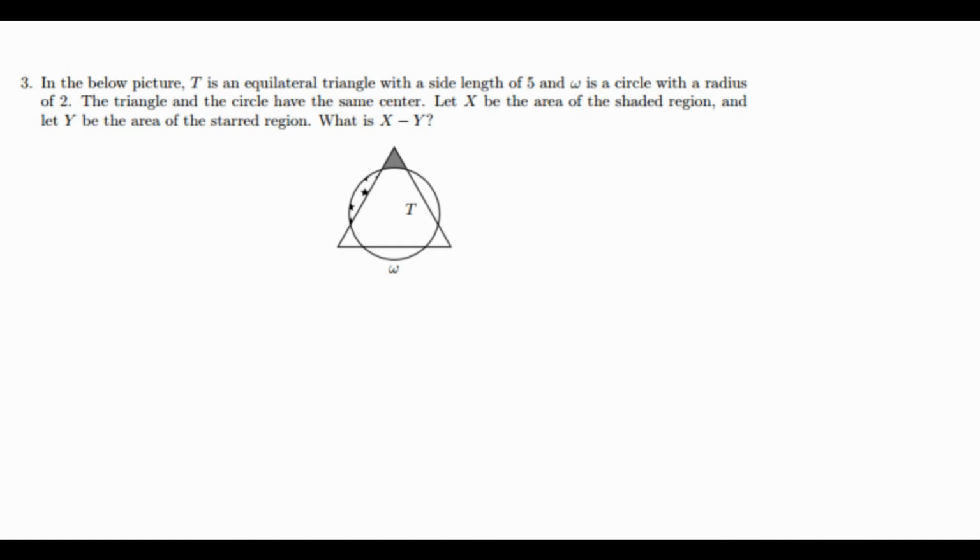Hi guys, Daniel here, and today we're going to do, as a practice for Amy, an HMMT problem from the HMMT February 2016 Geometry Section, problem number 3. So first, let's read the problem.